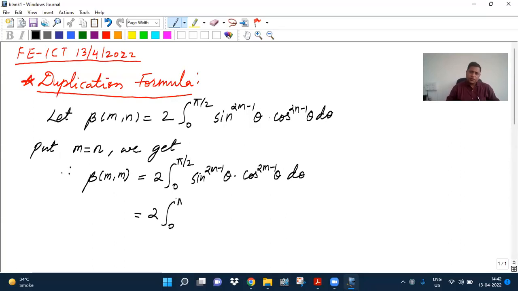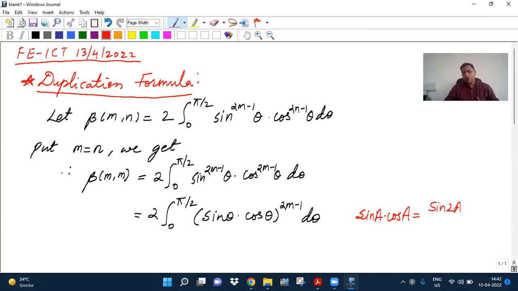So this is equal to twice integral 0 to pi by 2. Can we write it like this? Sine theta into cos theta bracket raised to 2m minus 1 d theta. Yes, sir. Because sine and cosine have the same power, we can write this. But what we know is, sine A into cos A is equal to sine of 2A by 2. We usually write sine 2A is equal to 2 sine A cos A, but here we have sine theta into cos theta, so we can write the formula this way. Hence, we have twice integral 0 to pi by 2 sine of 2 theta by 2 raised to 2m minus 1 d theta.